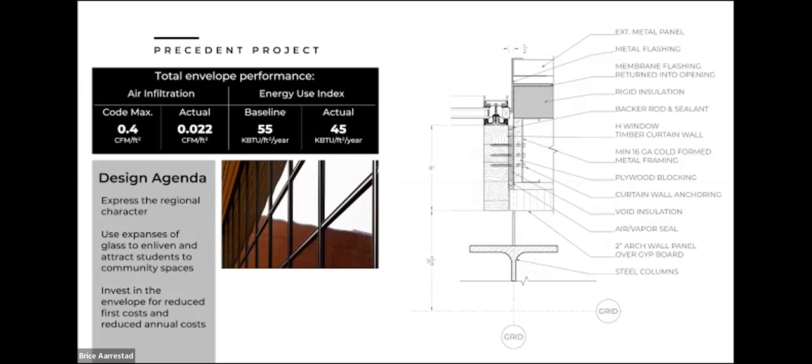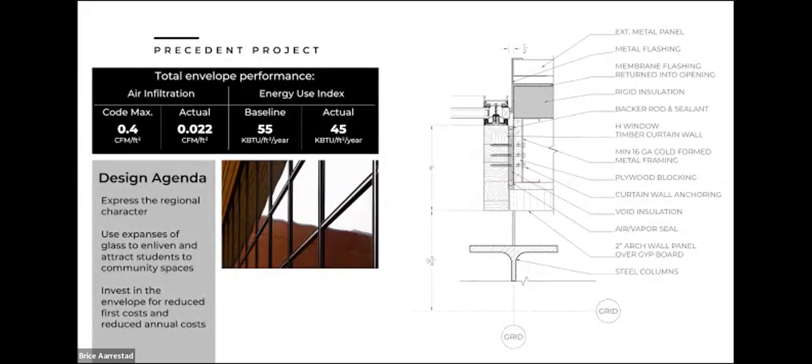So, what does that do from an energy use standpoint? Transitioning from air infiltration to energy use, a baseline building, so a typical school building like this, would have 55 kBTU per square foot per year. And then the actual performance of this building is 45. So there's about an 18% improvement in energy because of the focus and attention to their envelope.